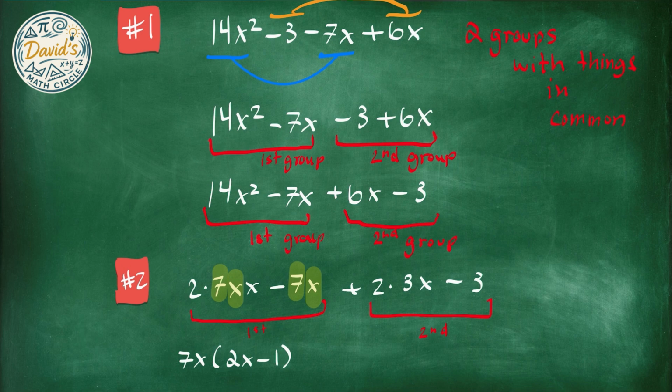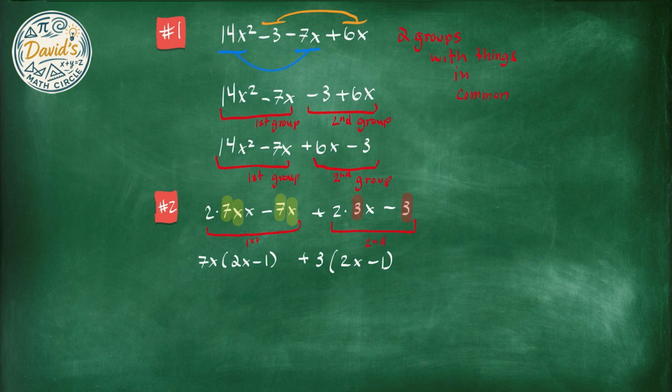I'm gonna do pretty much the same with the second group. What do they have in common? They have a factor of 3. All right. So I'll factor that 3, and then what remains will be in my bracket. So the 2x and the minus 1 is implicit. So 2x minus 1.